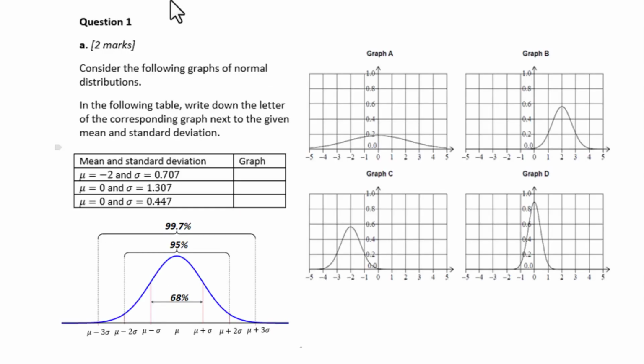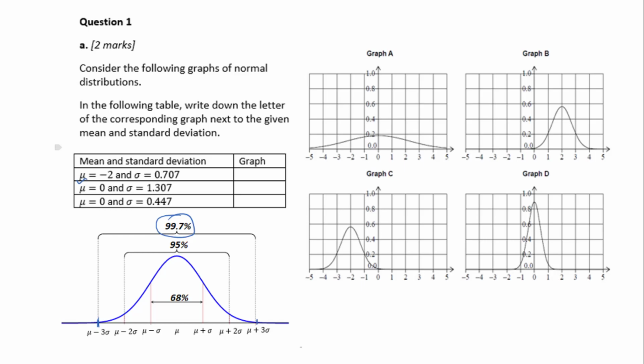Question 1. Consider the following graphs of normal distributions. In the following table, write down the letter of corresponding graph next to the given mean and standard deviation. This is a normal distribution curve. You could say it's a symmetric and a bell-shaped curve. The probability between mu minus 3 sigma and mu plus 3 sigma is 99.7%. This will give you a clue on how to work this out.